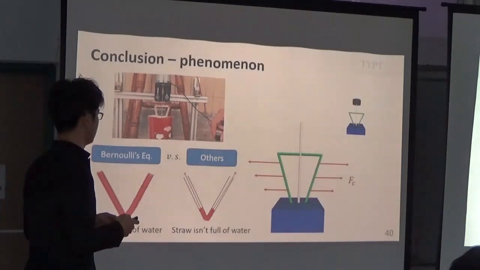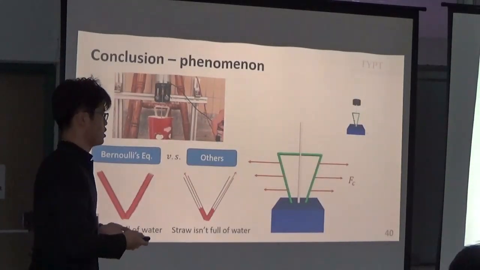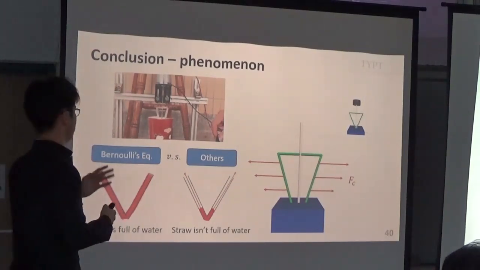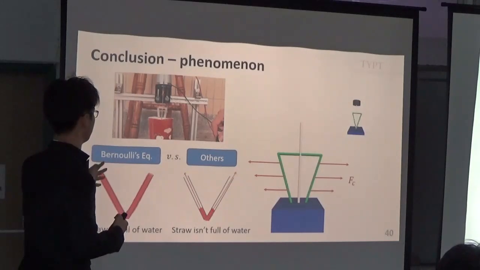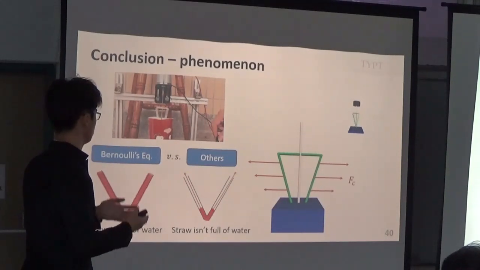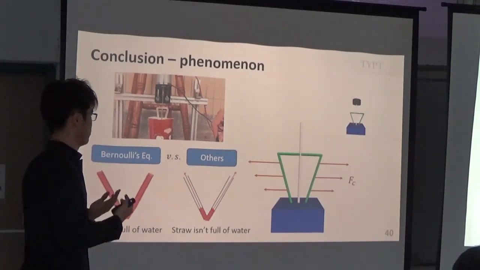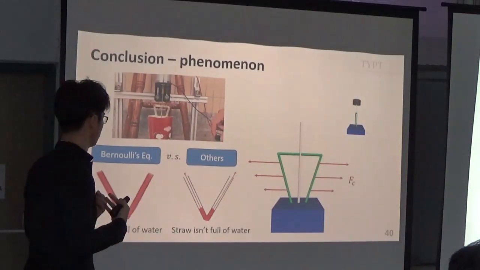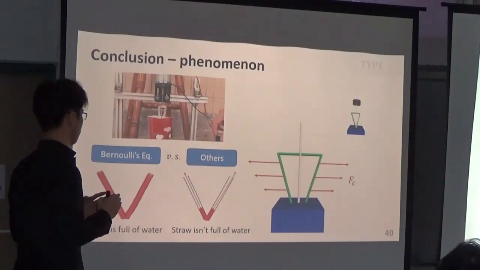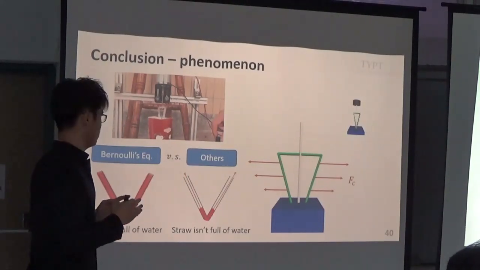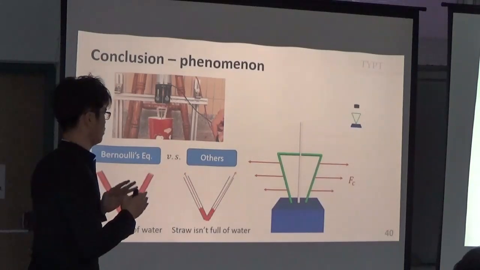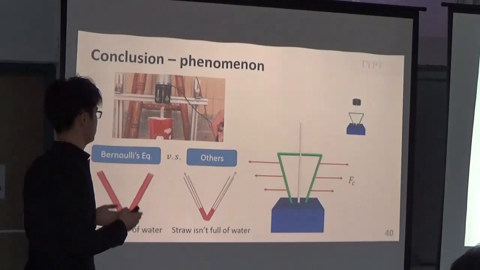For this phenomenon, it's actually caused by the centrifugal force, which will give a rising force to the water. And I found that after the water was pumped out, it will do a projectile motion, which can help calculate the final velocity that comes out from the straw. And also from that, the straw is not full of water, which means that we cannot just use Bernoulli's equation to describe the motion of the fluid so simply.